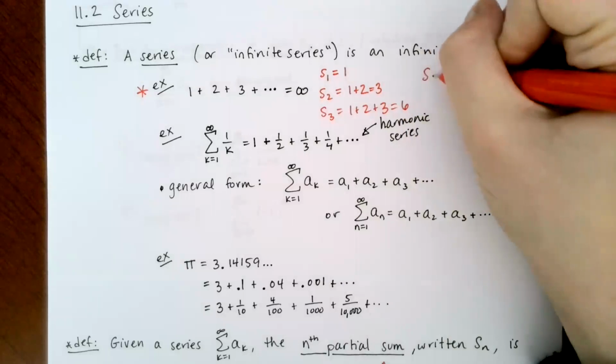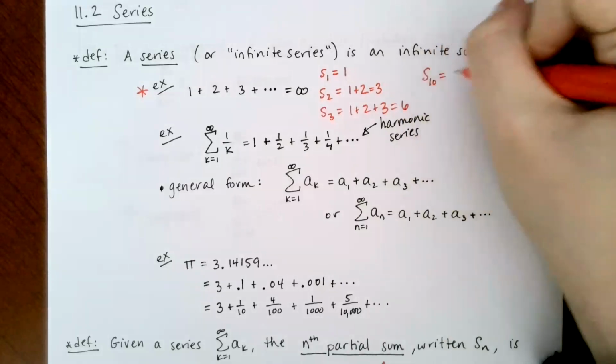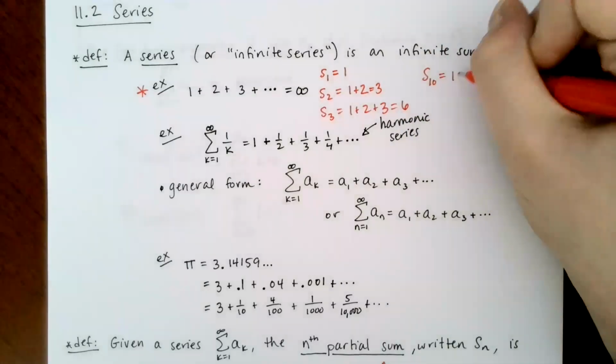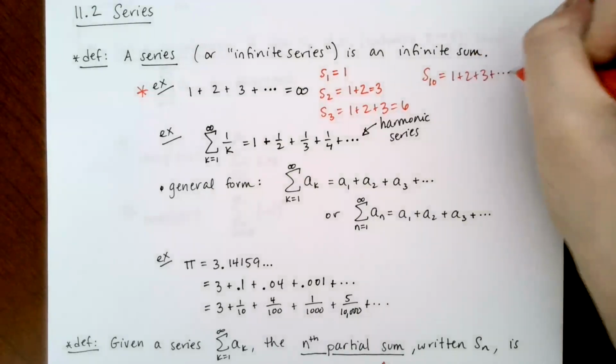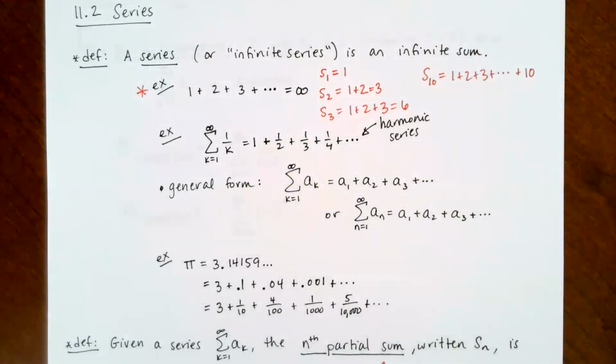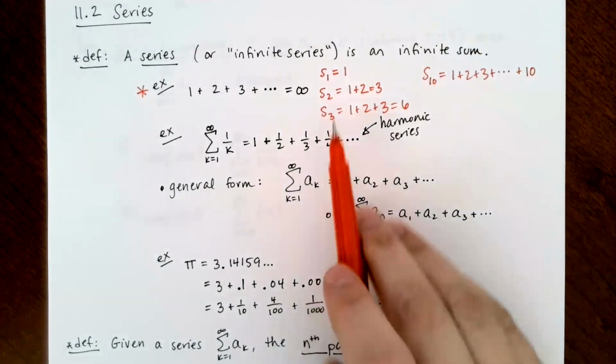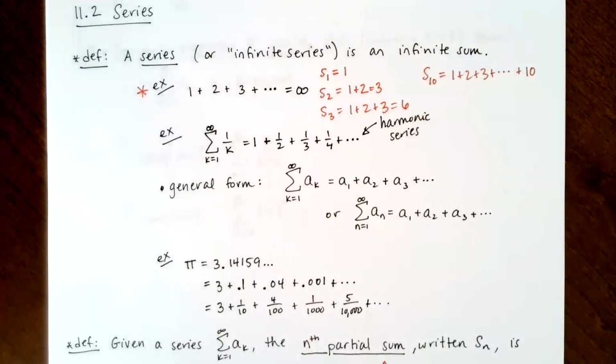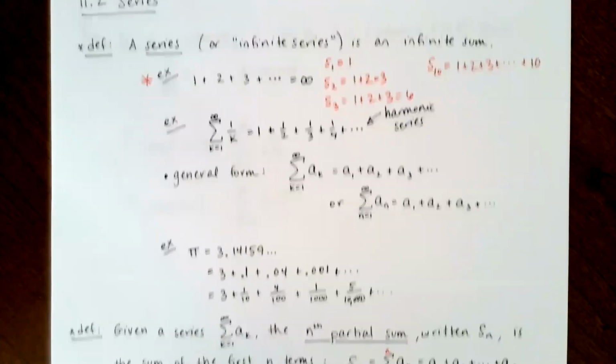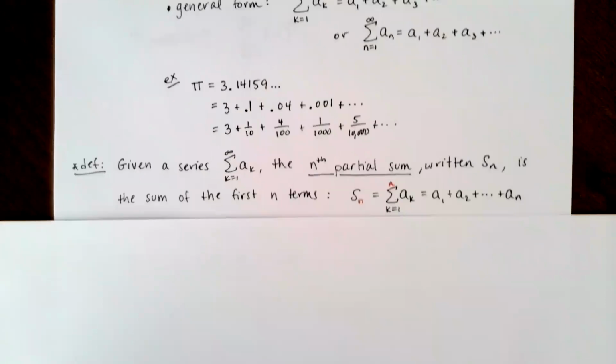And so on. For example, S sub 10, I'm not actually going to add up all these numbers, but that would be 1 plus 2 plus 3, and we continue that pattern all the way until we hit 10 as the 10th term in the series, and that equals some number. So S sub n is the generic stand-in for any one of these partial sums. Let's come back down to this definition and we'll get a peek at a little bit more of it.